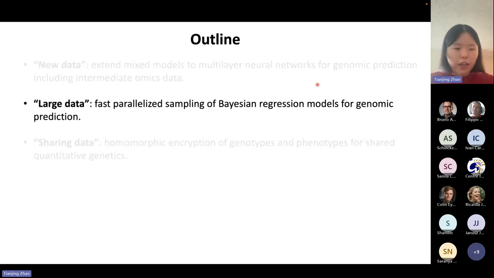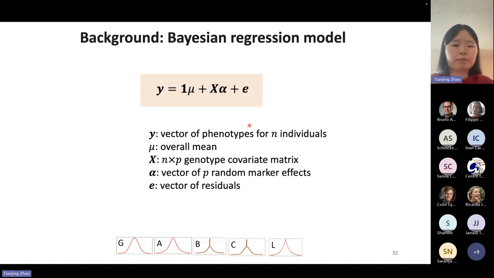Okay, so now let's go to the second part of my research, the large data. I will go through this part quickly. In this part, we propose fast parallel sampling of Bayesian regression models for genomic prediction. So this is a very typical Bayesian regression model, a simplified one. We have Y, we have the overall mean, we have genotype X, we have marker effects alpha and residuals E.